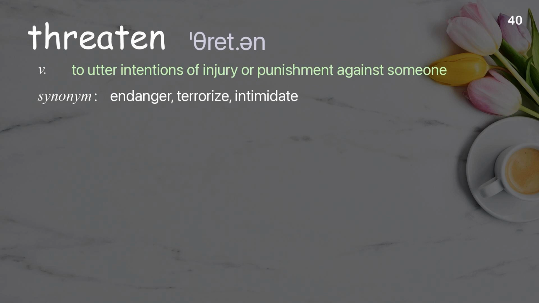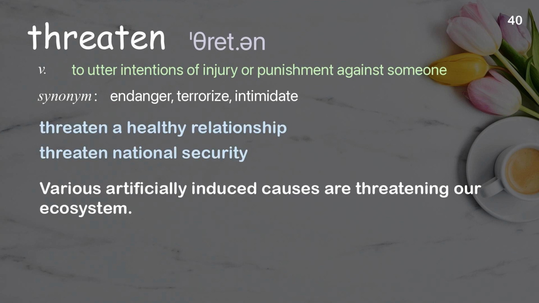Threaten: to utter intentions of injury or punishment against someone. Examples: threaten a healthy relationship. Threaten national security. Various artificially induced causes are threatening our ecosystem.